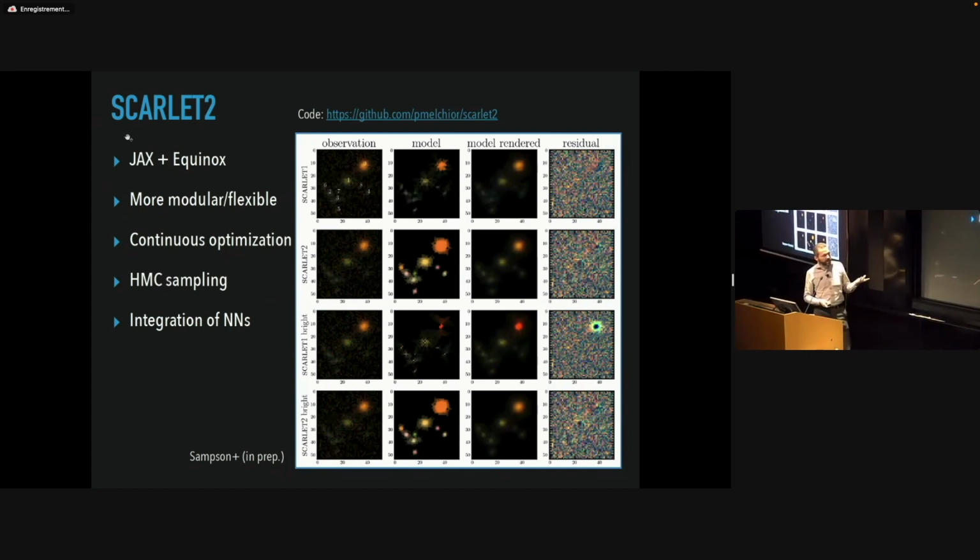We haven't found a situation in which the new version of doing these kind of data-driven priors that were learned on high-resolution images or previously deblended images fared worse than what we had before.